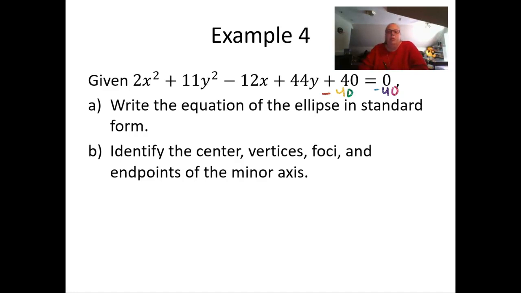Now, Part B. This is doing what we just did on the previous 3 examples. We want to find the center, the vertices, the foci, and the endpoints. The only thing we don't have to do this time is graph it.